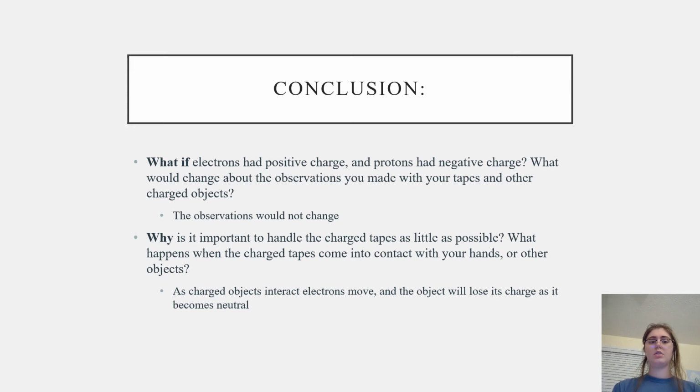For the conclusions, if the electrons and protons exchange charges, they go from positive, negative, to negative, positive, the observations are not going to change because everything stays the same. The observations are still like charges repel, and opposite charges attract, and there's still going to be opposites and there's still going to be likes, so nothing's going to change.